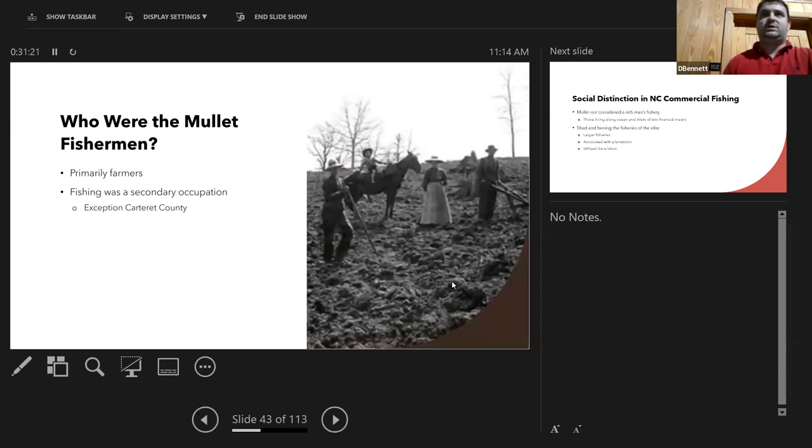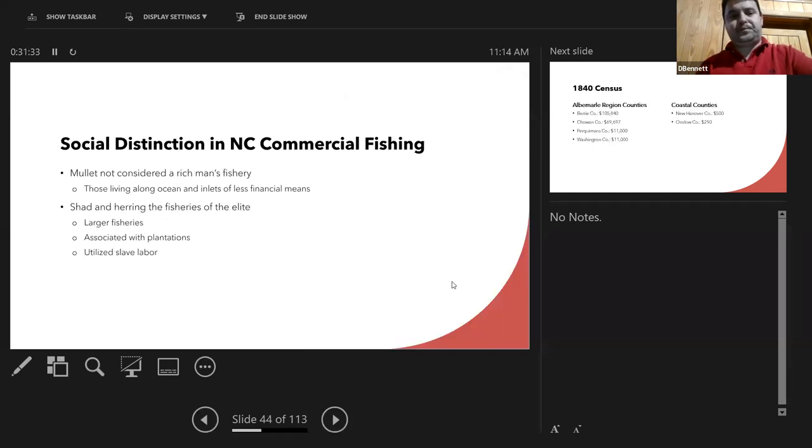But an exception to this is a place like Carteret County, where agriculture wasn't as big. You had a lot more watermen, a lot more fishermen who were engaged in these activities year round, or engaged in a variety of fisheries year round.